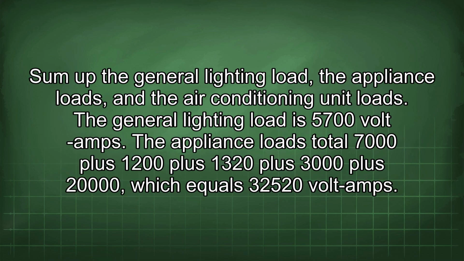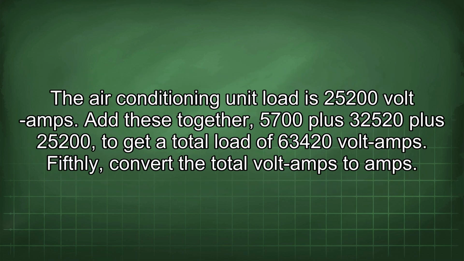Fourthly, calculate the total load. Sum up the general lighting load, the appliance loads, and the air conditioning unit loads. The general lighting load is 5700 volt amps. The appliance loads total 7000 plus 1200 plus 1320 plus 3000 plus 20,000, which equals 32,520 volt amps. The air conditioning unit load is 25,200 volt amps. Add these together, 5,700 plus 32,520 plus 25,200, to get a total load of 63,420 volt amps.